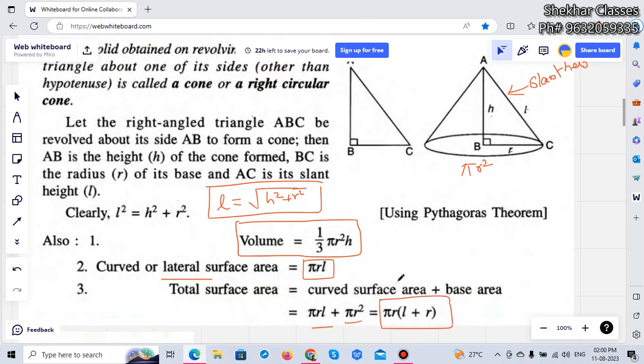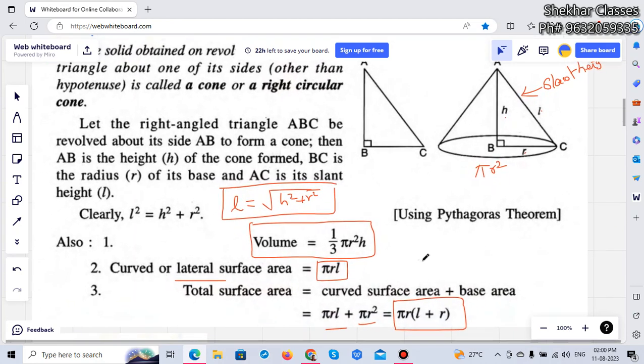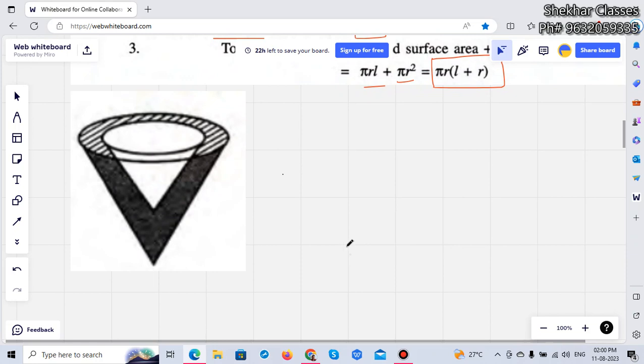L plus r, right? So this is the formula for total surface area. Volume, I already mentioned that here. Now comes another question here.